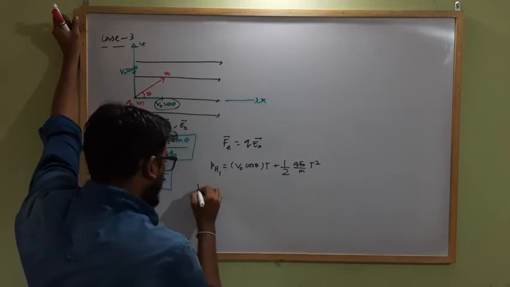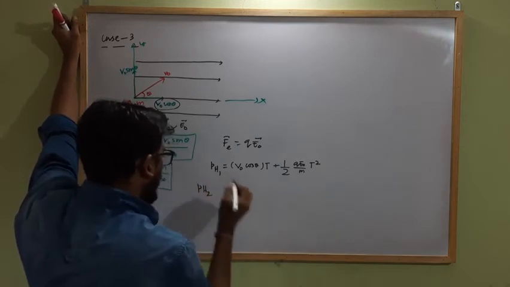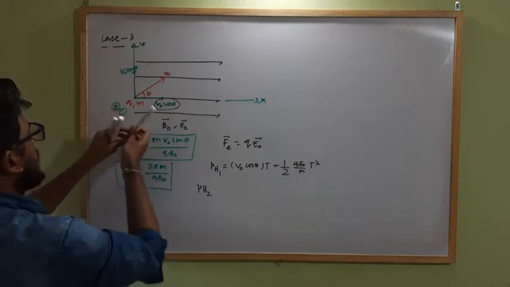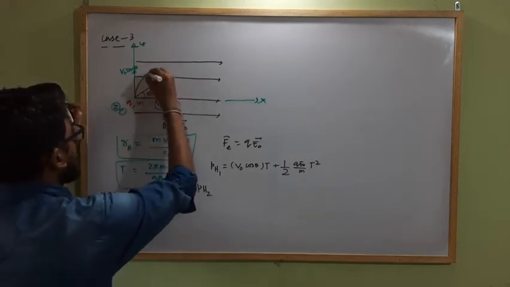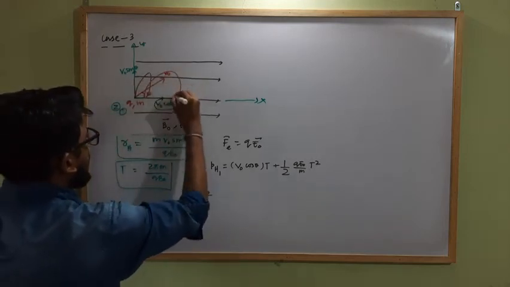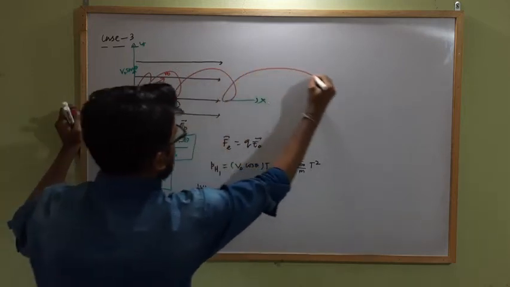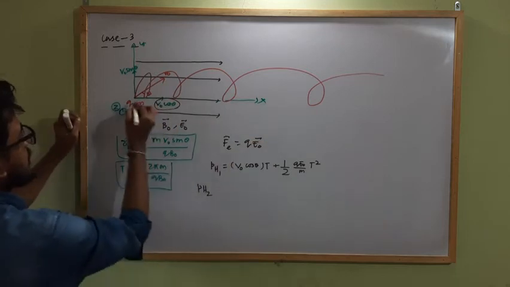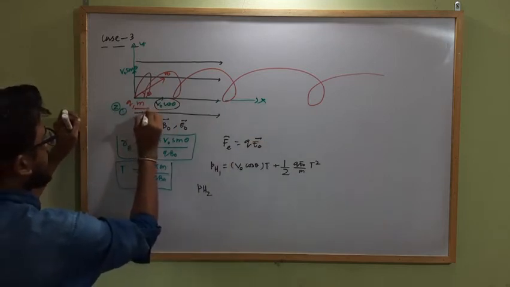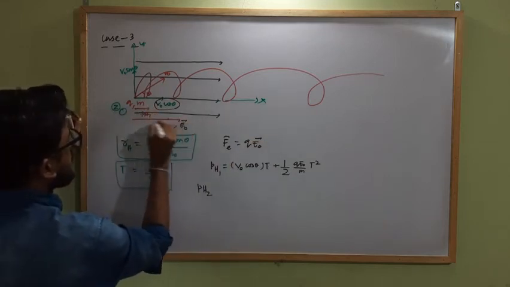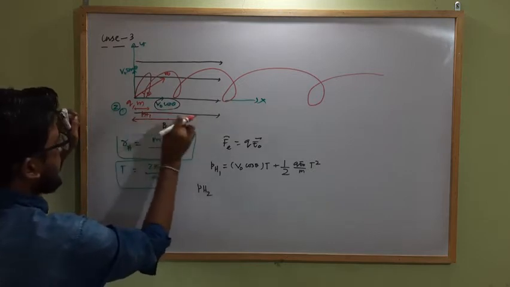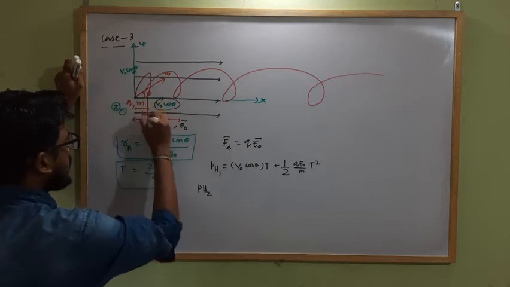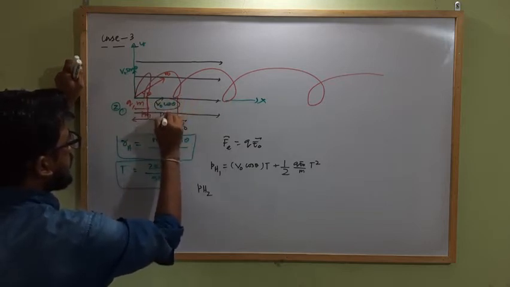Similarly, what is the value of pitch 2? The path will be like this. Here the particle will move like this. Okay, the pitch gradually increases. This is pitch 1, and this will be the distance covered by the particle in 2 seconds, and from this end to here this will be pitch 2.